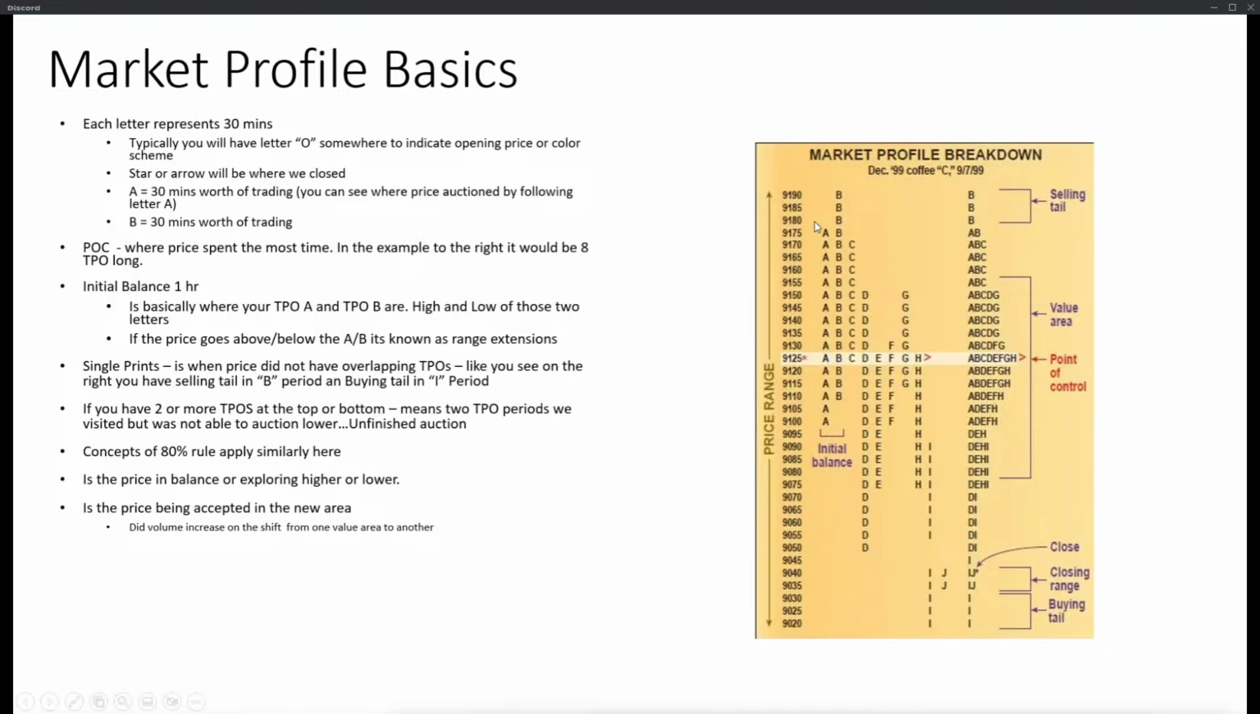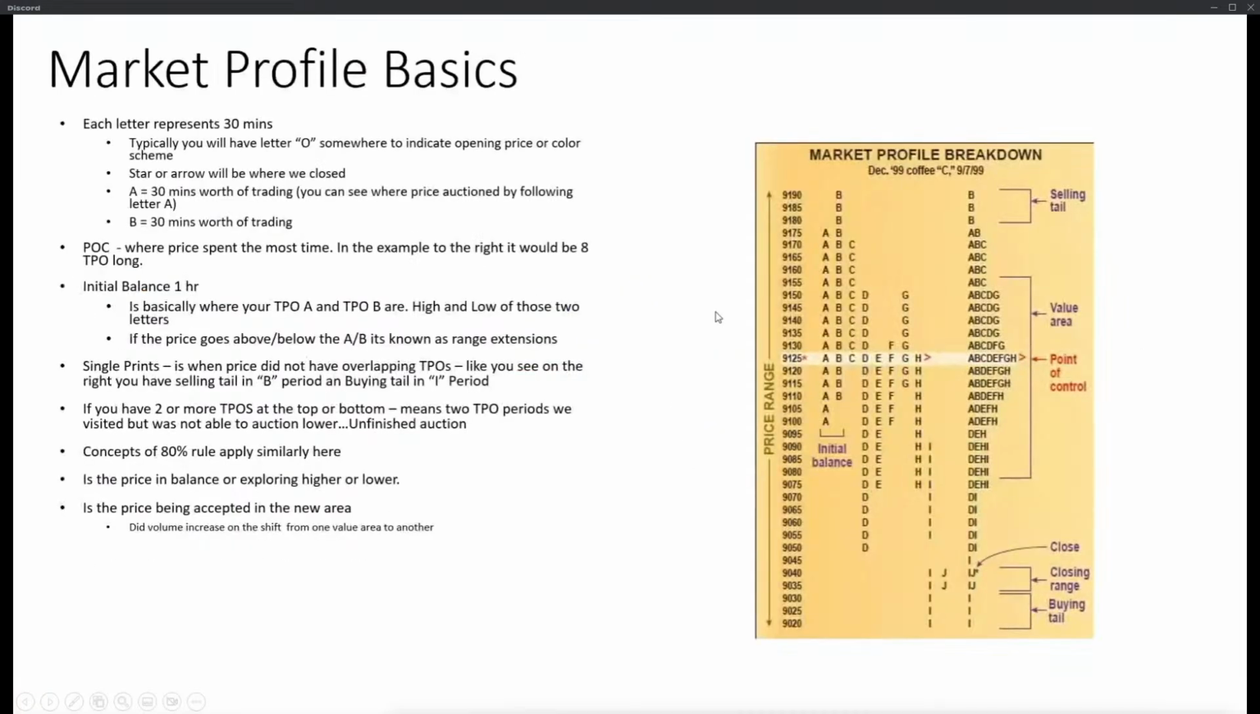If you think about it, each one of these letters is called a TPO. Each letter is a TPO and represents 30 minutes of trading. What that tells you is A went from 91.75 to 9100. That was the first 30-minute opening range. Remember, opening range, ORB high, ORB low. This is 30 minutes.